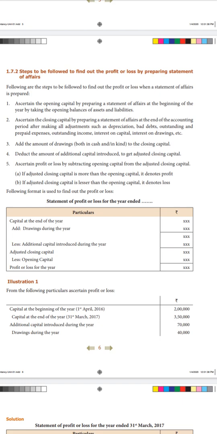Again, the next example: if your adjusted closing capital is 15,000 and your opening capital is 20,000, in this case your adjusted closing capital is lesser than your opening capital. Your adjusted closing capital is 15,000 and your opening capital is 20,000, so here your adjusted closing capital is lesser than your opening capital, and it denotes a loss of rupees 5,000.